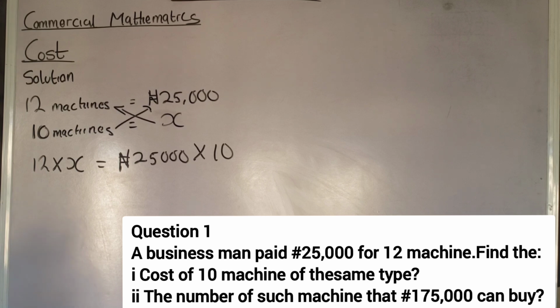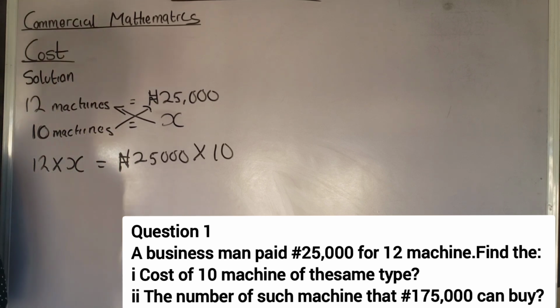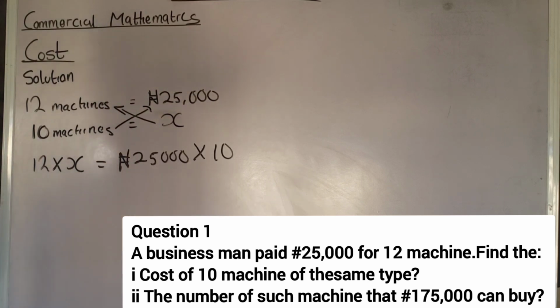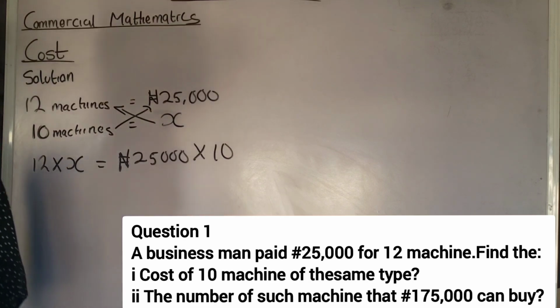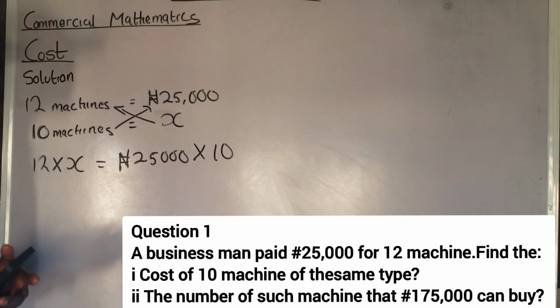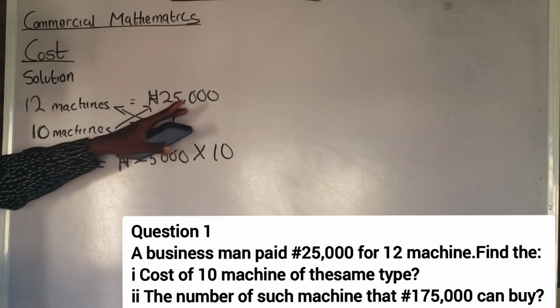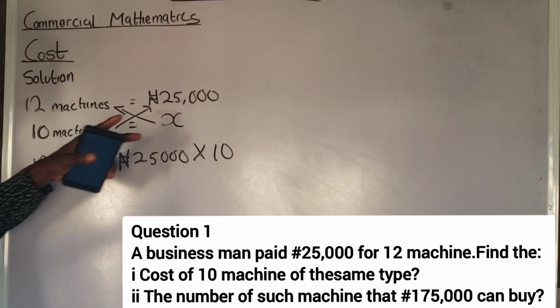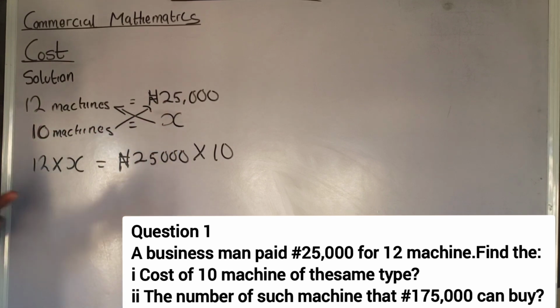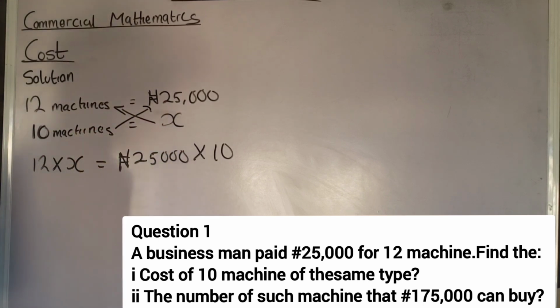Do you understand how I got this? In the question we've been given that the businessman paid 25,000 naira for 12 machines. Now we are asked to determine the cost of 10 machines of the same type. So 12 machines cost 25,000 naira, 10 machines cost X. We don't know it. So if you get the value of X, that is the cost of 10 machines of that type.